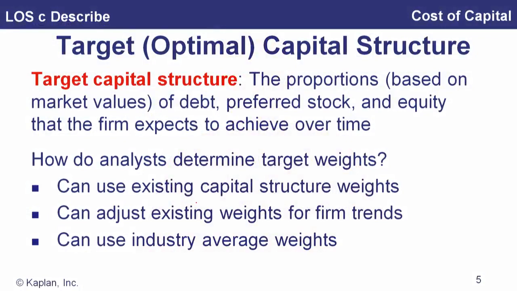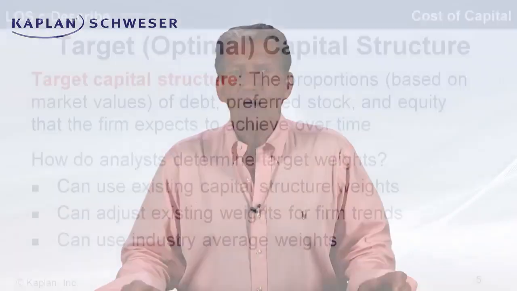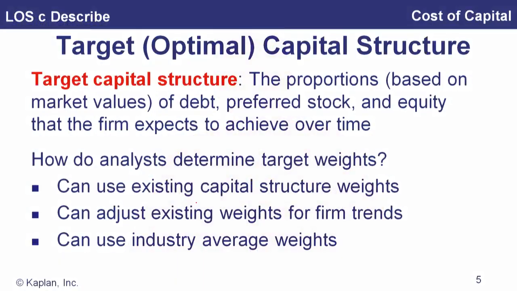The target or optimal capital structure refers to the proportions of debt, preferred stock, and equity that the firm is aiming for over time. It's suggested that analysts should use this target capital structure when it's known in calculating the weighted average cost of capital. So how do analysts determine these weights? Well, one way is to just look at their current capital structure weights and assume that they're where they want to be.